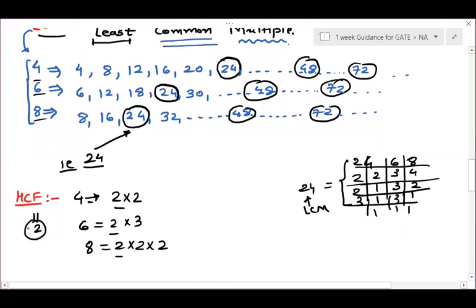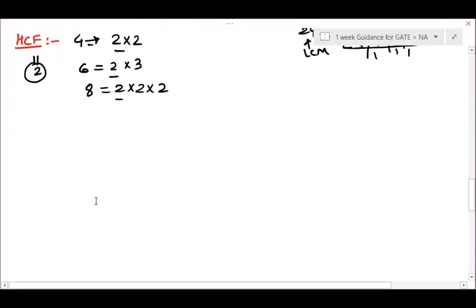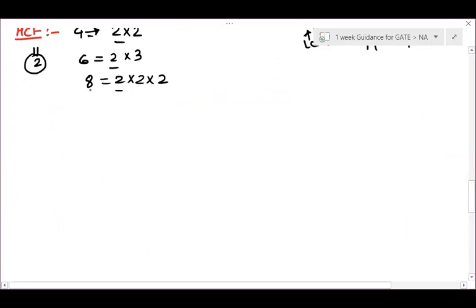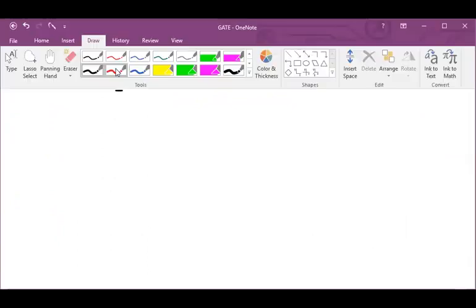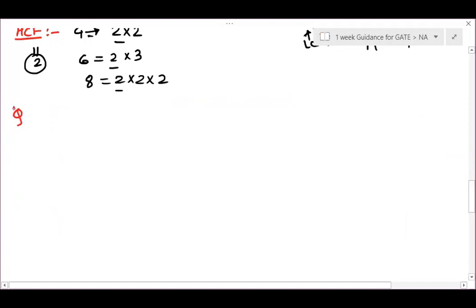HCF is easy. Generally you forget the LCM concept. So why did I explain this concept? Because in a question they won't tell you, students, to find HCF and LCM. They will give you just a condition. You have to identify whether you have to find HCF or LCM.